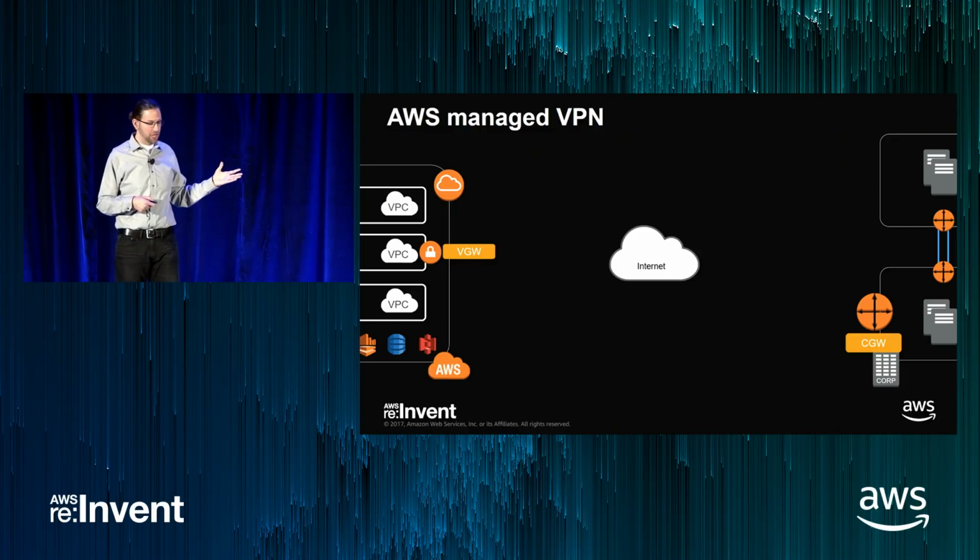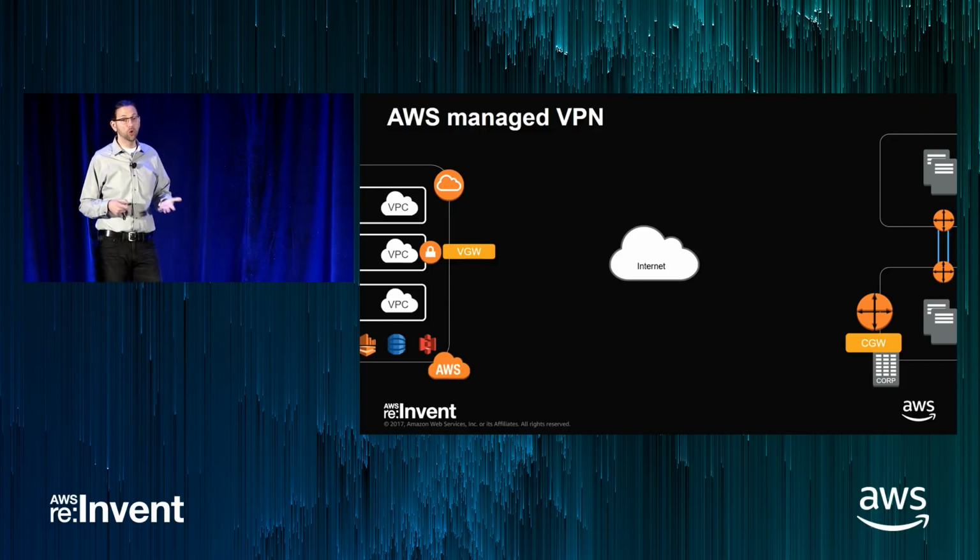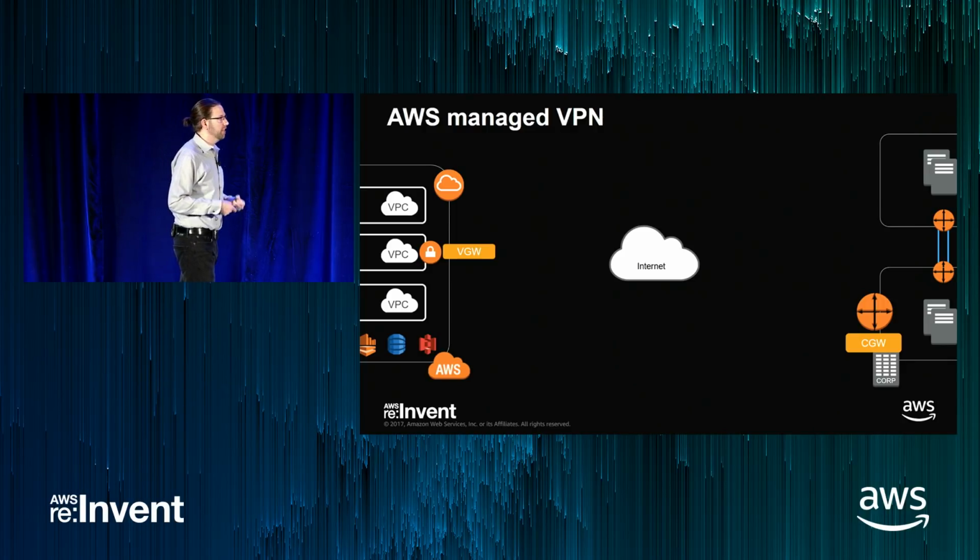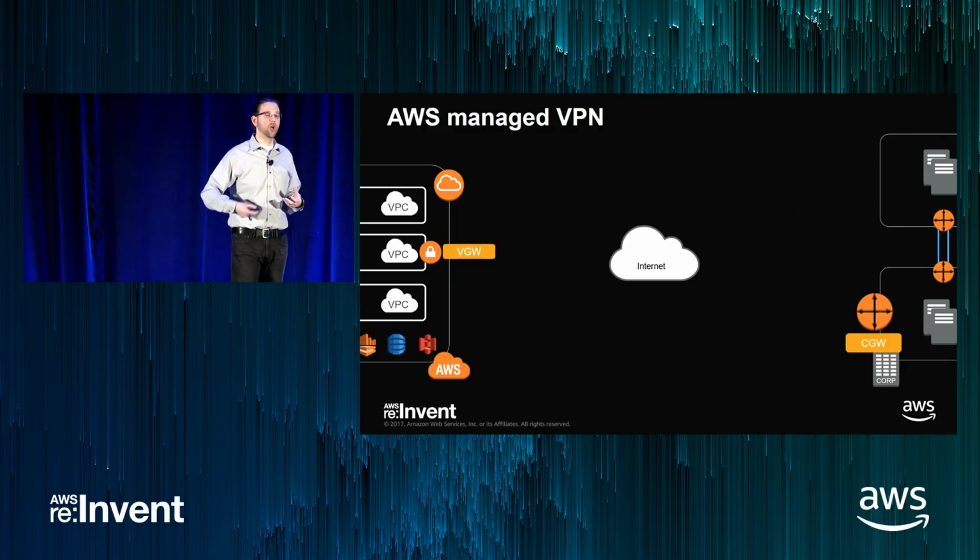And we call the customer side of the connection the Customer Gateway, or CGW for short. And the CGW represents the hardware or the VPN that terminates VPN on the customer side, on the remote side.